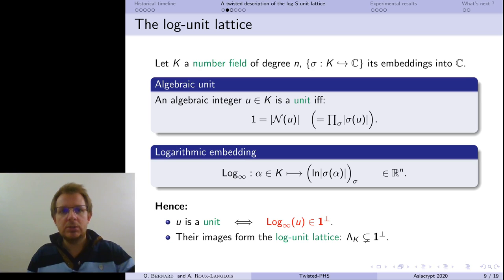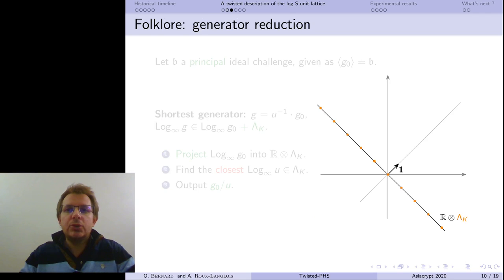And the images of all units form a lattice, which is called the log unit lattice, inside the image space. So this is a lattice which is orthogonal to 1. And you can draw it. This is an image in dimension 2, but you should see the vector 1 as a line, and the orthogonal space to 1 is of dimension n minus 1.